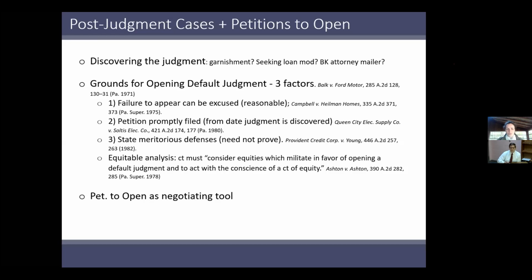Petitions to open are great for opening judgments. They're also a really good negotiating tool. Sometimes just calling an opposing counsel and saying, hey, we're talking with Miss Johnson over here and trying to determine whether she should file a petition to open, sometimes that's enough to get them to agree to vacate the judgment or to settle a $5,000 debt for $100, some token settlement, just because they don't want to litigate a petition to open. So just be aware of that.